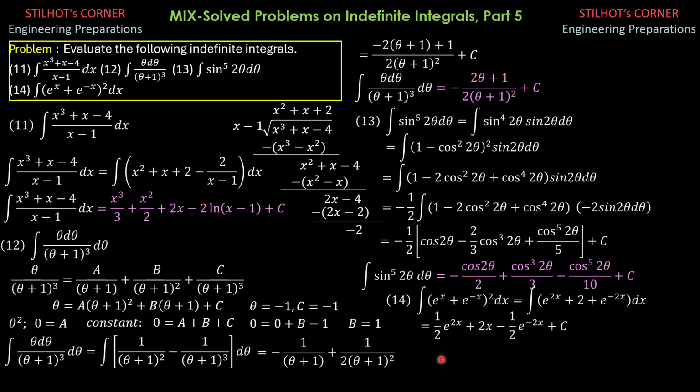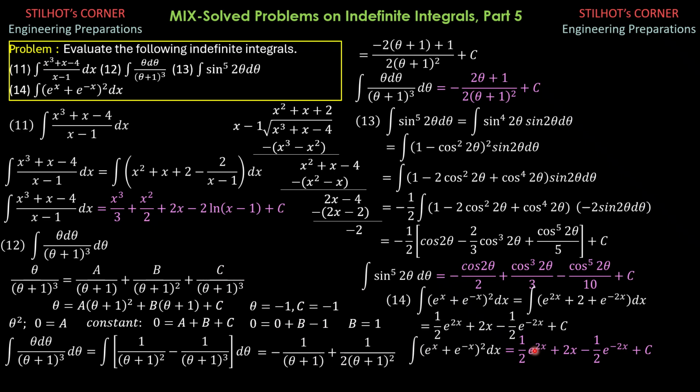So the answer is this. But take note that 1 half of e to the 2x minus 1 half of e to the negative 2x is also sine hyperbolic of 2x. So one answer is, we just copy that, 1 half e to the 2x plus 2x minus 1 half e to the negative 2x plus c.